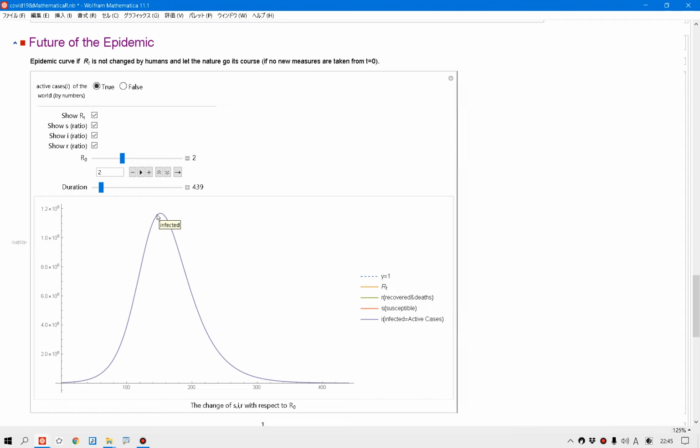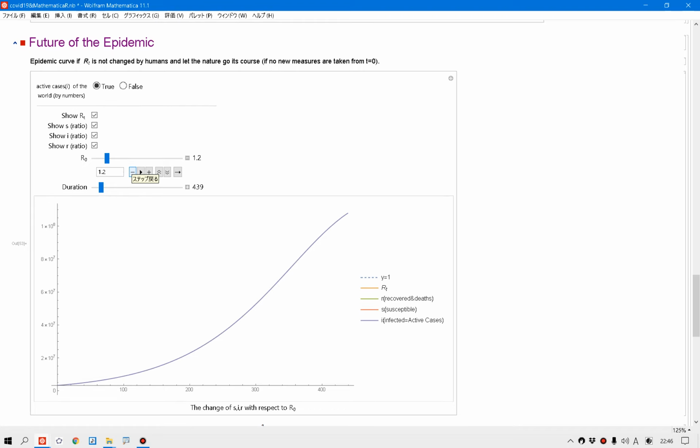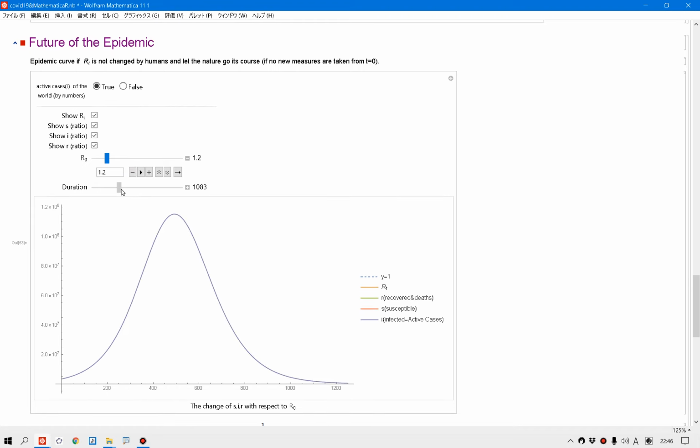1.2 billion infected. But this is from the assumption that R0 equals 2. With my assumption, my calculation, it's 1.2. So it is much less, about 1/10, 0.12 billion.